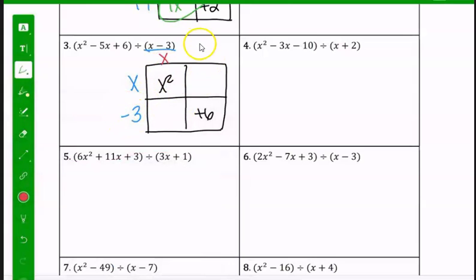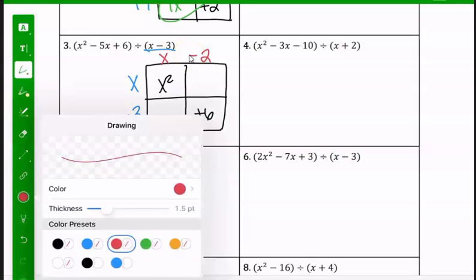Negative 3 times what will give you that positive 6? Well, I know negative times negative is positive, so I know this has to be negative. And I know 3 times 2 is 6, so I know this has to be a negative 2. Negative 3 times negative 2 is positive 6. Now, technically, once again, this is my answer, but I would like to check my answer before I move on.